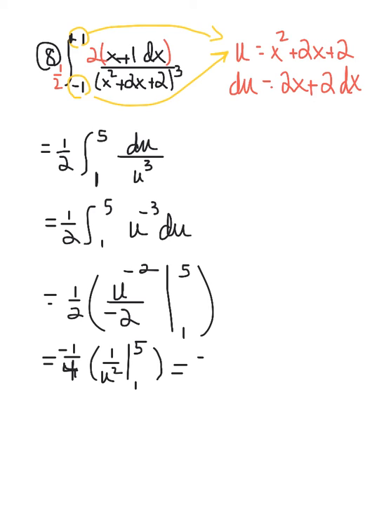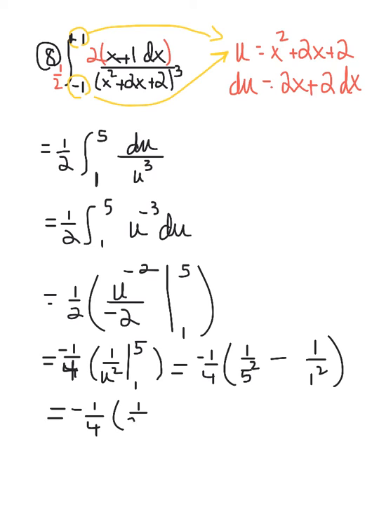So then what this gives us: I have -1/4, right? So then what I have is 1 over 5 squared, right? Because it's top bound, minus bottom bound, 1 squared. And then I'm just going to work that out. So that's going to give me -1/4, and that's going to give me 1 over 25 minus 1.